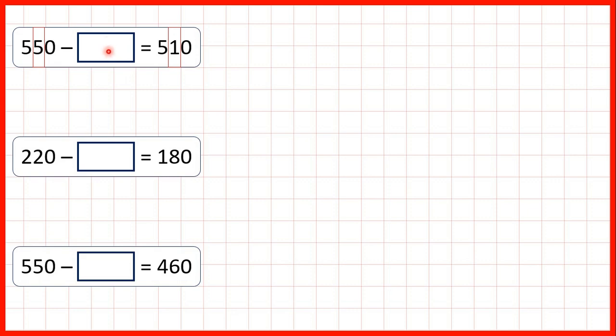Because it's the second number in our subtraction that's missing, we can use subtraction to find our missing number, and 5 minus 1 is 4. But to show that it's 4 tens that has been subtracted, we need to write a 0 as our ones digit, because we start with 0 ones and we have 0 ones in our answer as well. So 550 minus 40 equals 510.